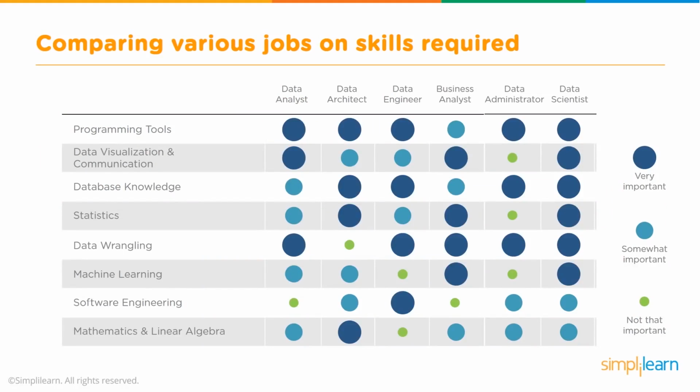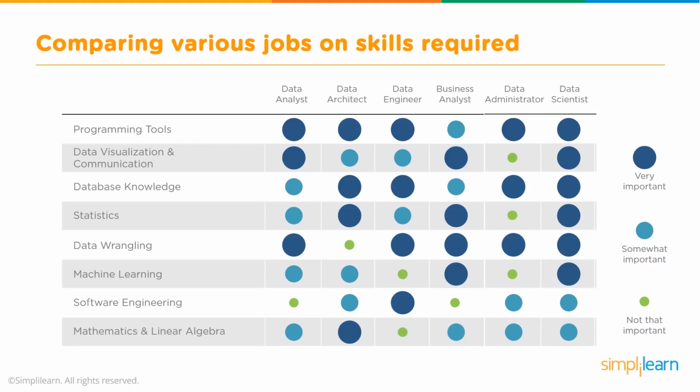Now let's talk about some of the various skills that are required for the job. It's very important that a data analyst has a sound knowledge in programming tools, data visualization and communication, and data wrangling. A data architect needs to know a lot about programming tools, database knowledge, statistics, mathematics, and linear algebra. A data engineer must be good with programming tools, database knowledge, data wrangling, and software engineering.